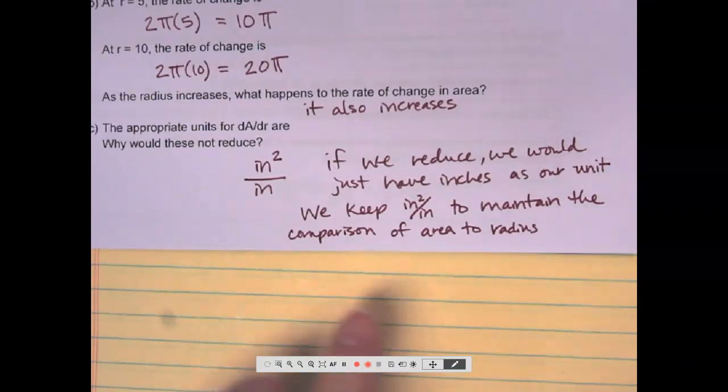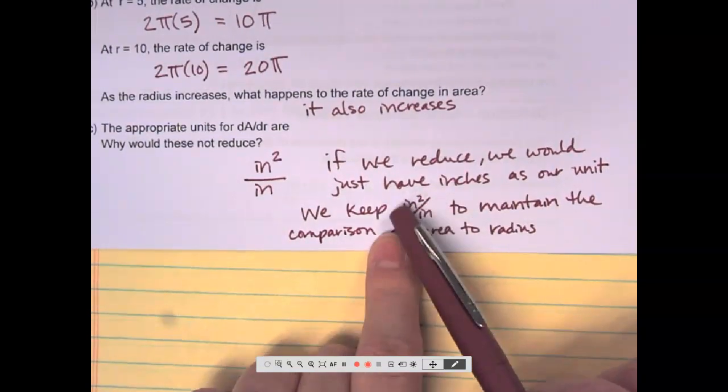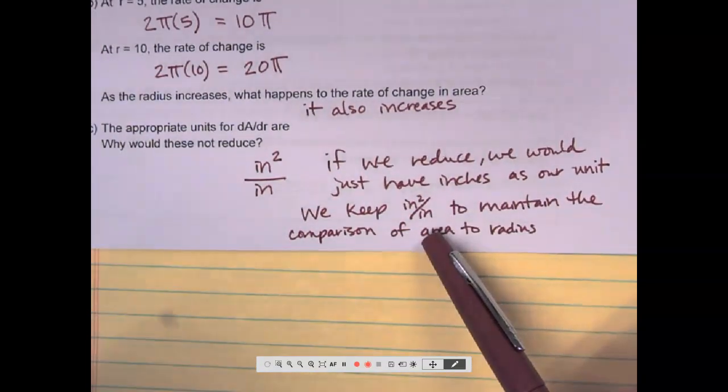All right. If we had just inches, then that's linear, right? That's clearly not linear if we don't reduce it and keep it as a comparison. Okay.